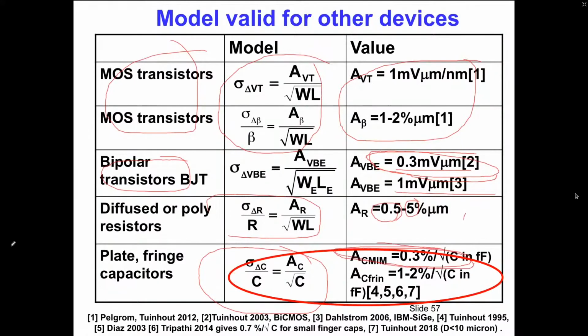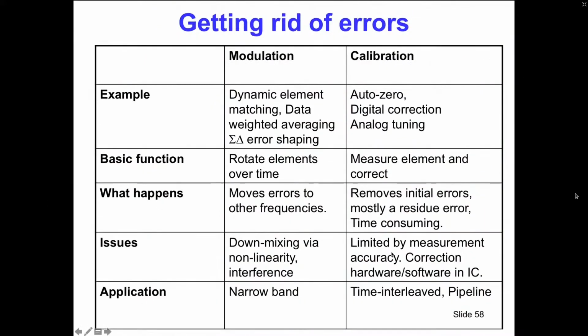And that means for A to D converters, for now and in the future, if you need accuracy, always go for capacitors, because that gives you intrinsically the best values. What to do when you have problems, when you have errors?